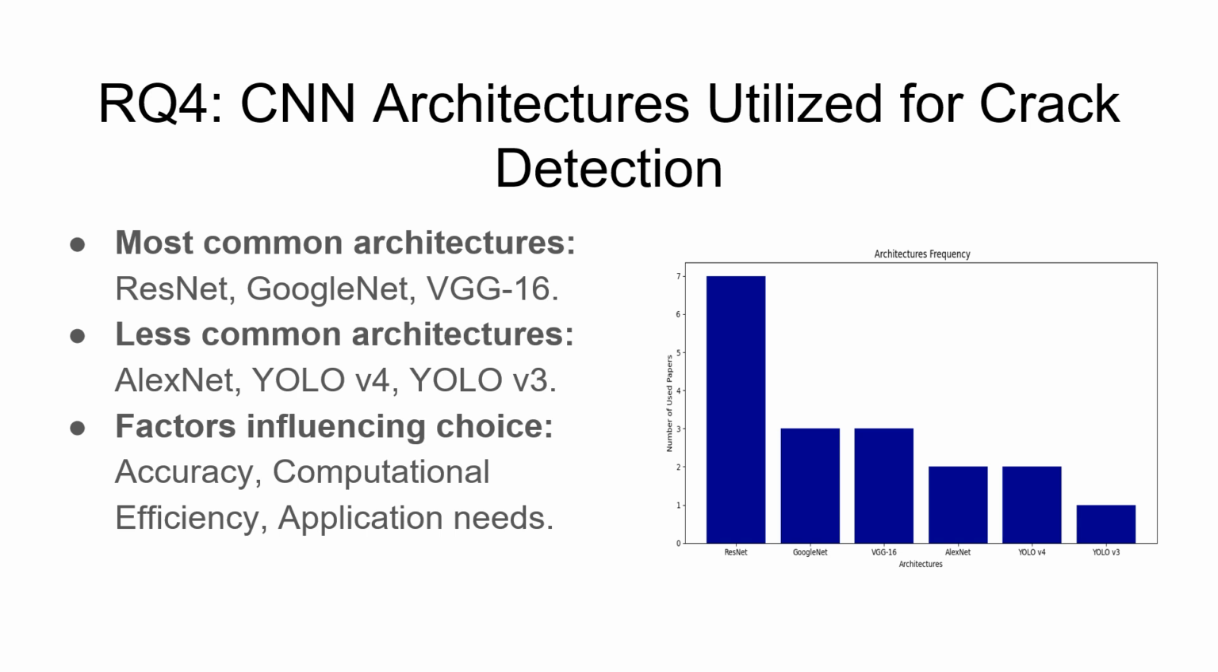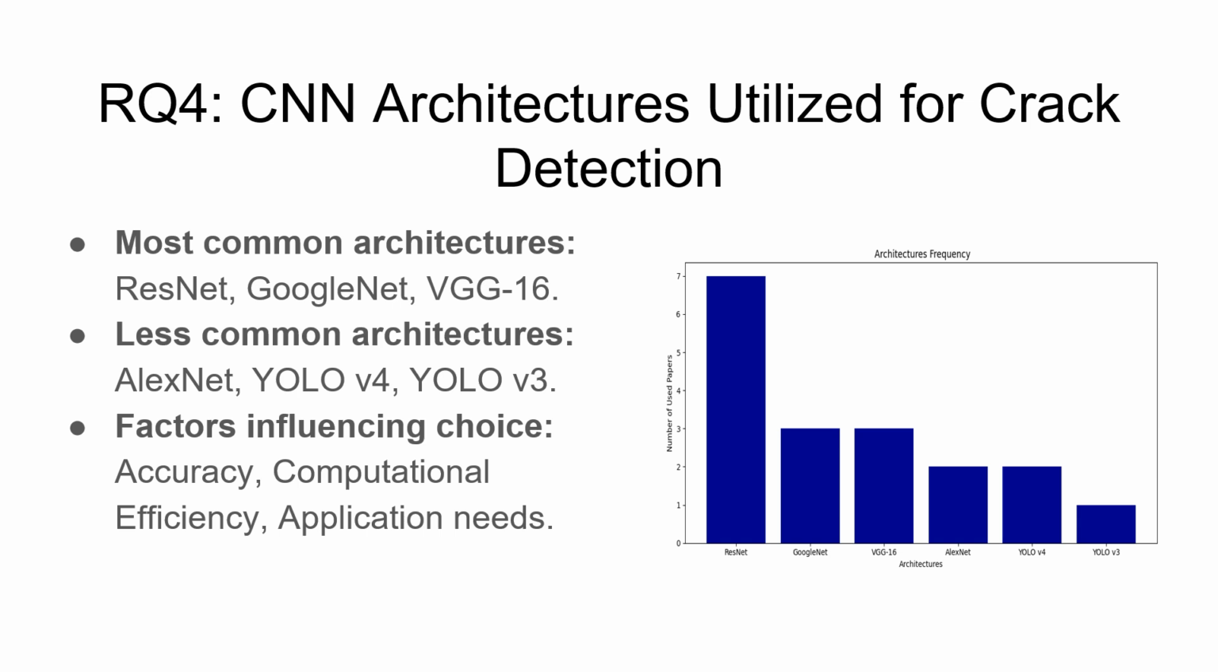For our final research question, we identified that ResNet, GoogleNet, and VGG16 are the most used architectures for crack detection due to their high, robust performance and computational efficiency. AlexNet, YOLO version 4, and YOLO version 3 are less frequently used, but they still play a role in specific applications. The bar chart you see on the right represents the usage frequency of these architectures in our research.